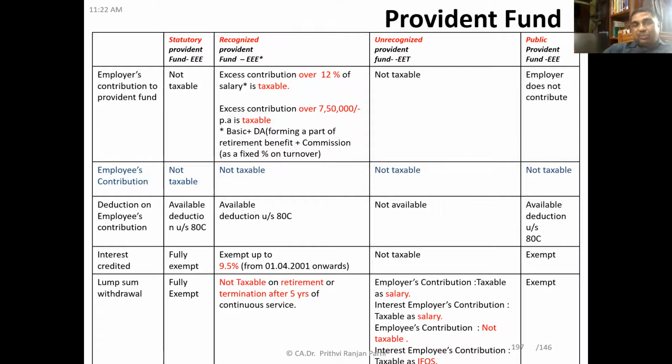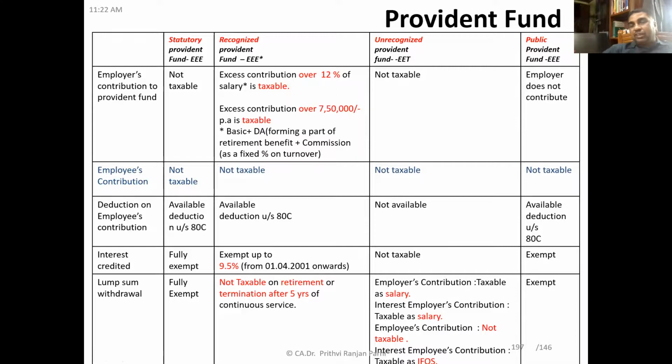But as you can see, it is EET. That means contributions are exempt, interests are exempt. But lastly, when it is withdrawn, it will be taxable. It is taxable when the final lump sum is withdrawn. Employer's contribution is taxable as salary. Interest on employer's contribution is also taxable as salary. So employer's contribution as well as interest are taxable as salary.